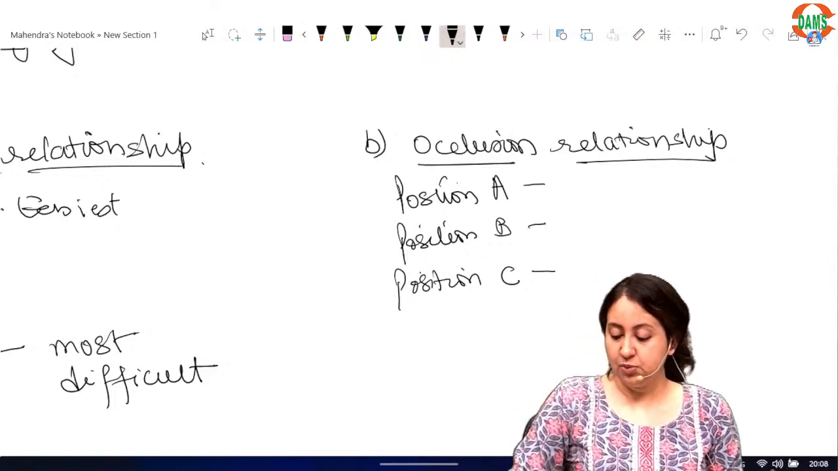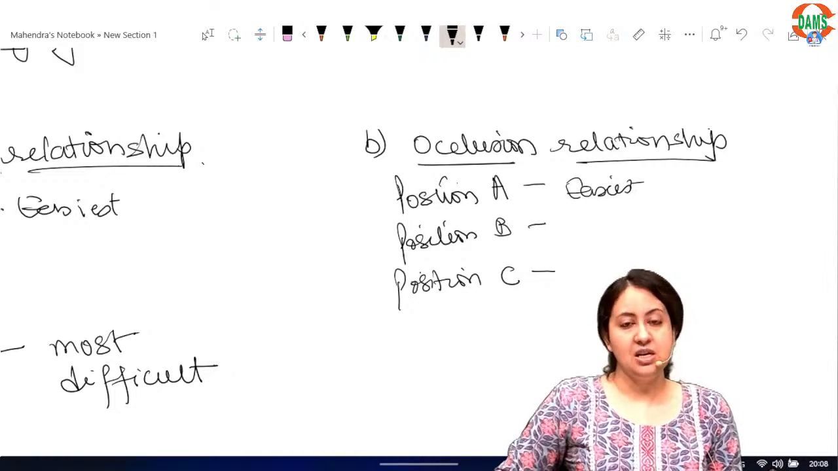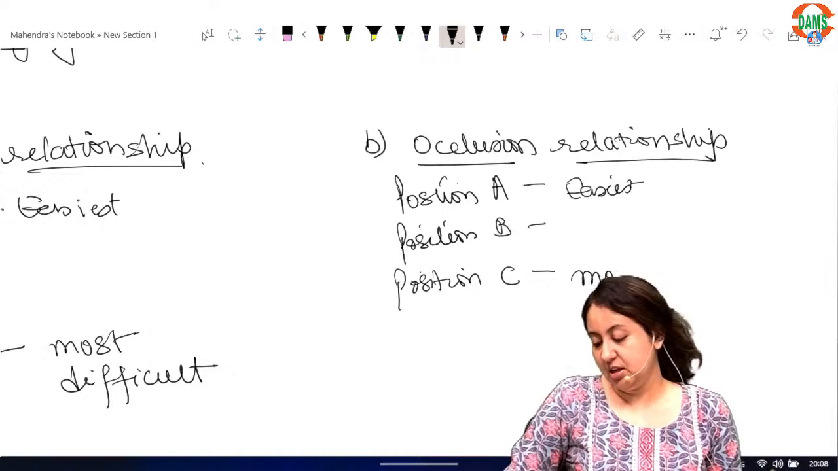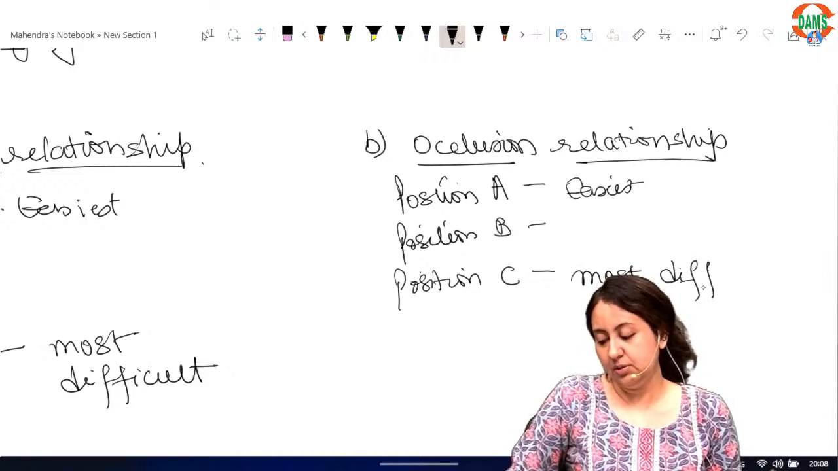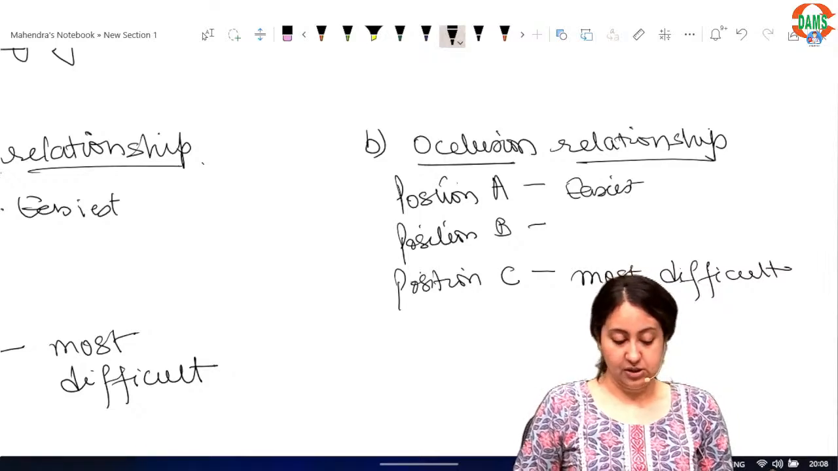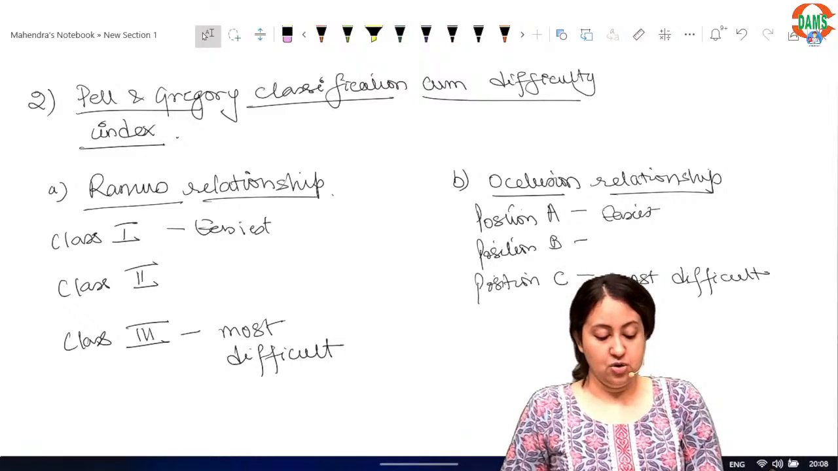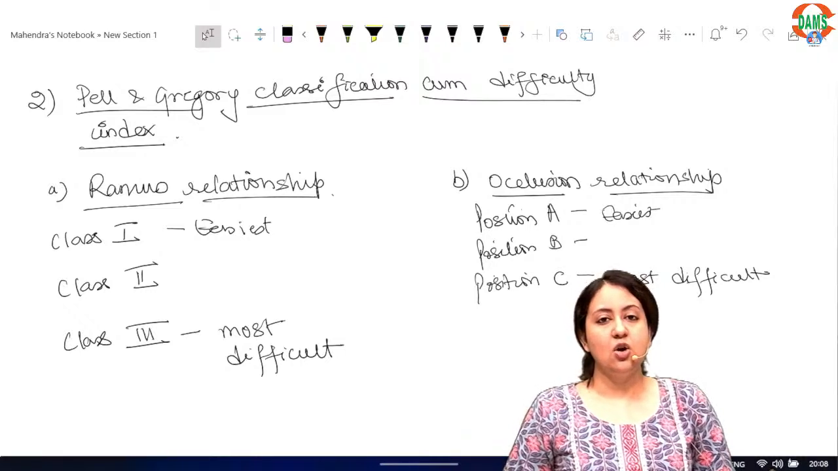Okay, so position A becomes easiest, position B is intermediate, and position C is most difficult. Please remember your diagrams. Today after the session you can also go and quickly revise your diagrams.